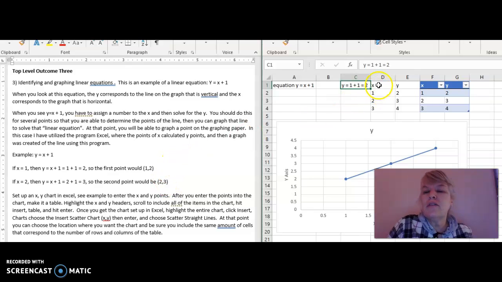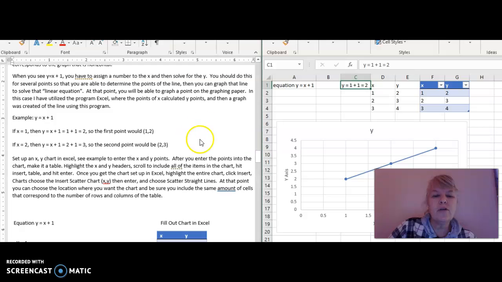So what I did over here was I set up in Excel an XY chart. For the points that we put in of x into y, these are the answers we got: 1, 2 and 2, 3 and 3, 4. Next, we made this calculation into a table, because we want to graph the table.